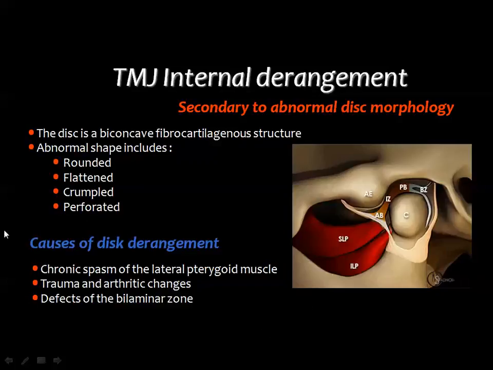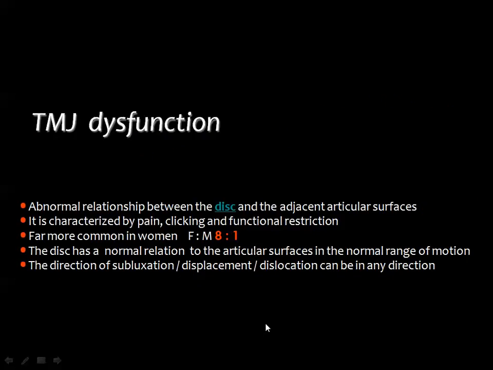Some of the other causes include chronic spasm of the lateral pterygoid muscle. This muscle is very important in the function of the temporomandibular joint. Trauma to the joint with fractures, osteoarthritis, and defects in the bilaminar zone. This zone, which is attached to the posterior part of the disc, controls the anterior motion of the disc during the function of the joint.